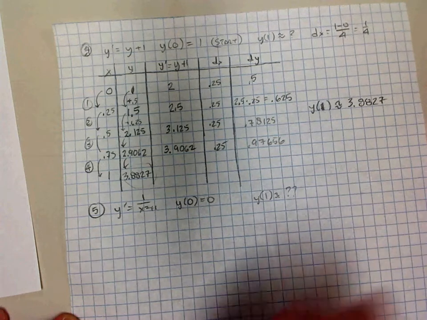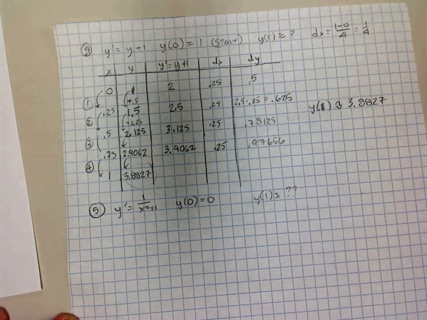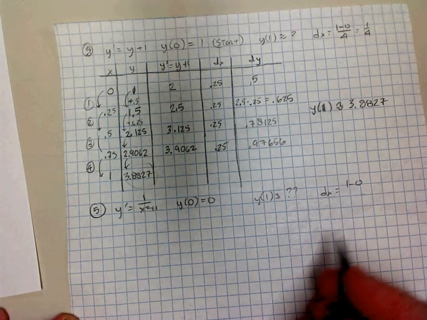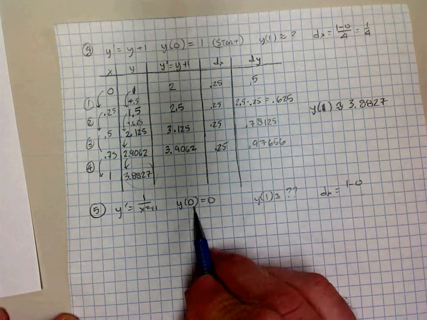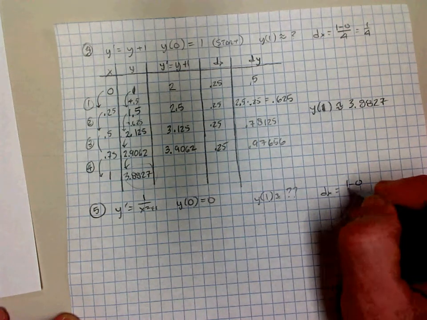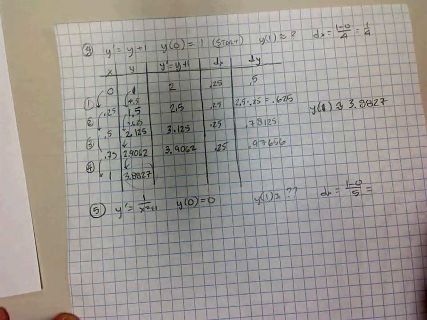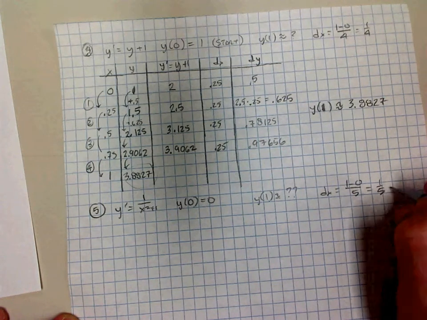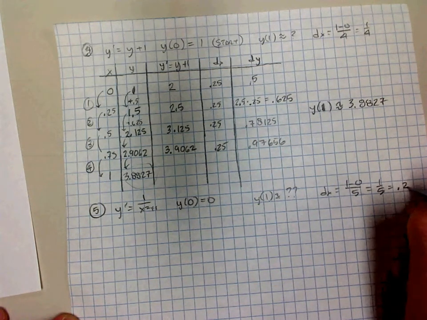Let's do our calculation for dx. It's still going to be 1 minus 0. But this time they ask us to do this in 5 steps. So instead of dx being 0.25, or 1/4, it's going to be 1/5, or 0.2. Let's build the same thing we did before.